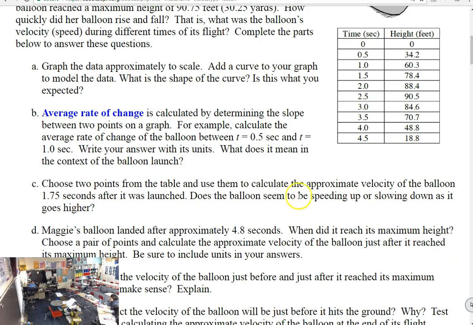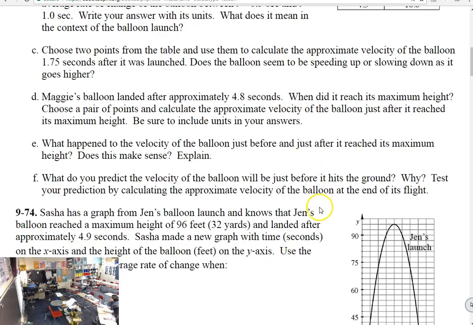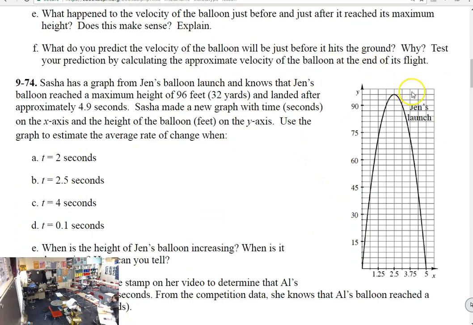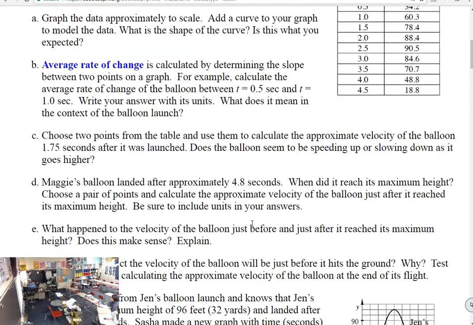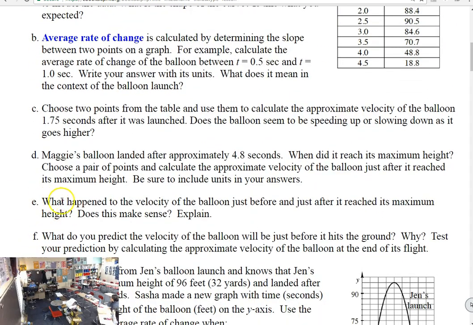So I want to be able to cover this stuff when we have the whole class together. You have Jen's launch graph in front of you, but we will. Let's finish these real quick since we have all this in our calculator. So you guys can already figure this out.